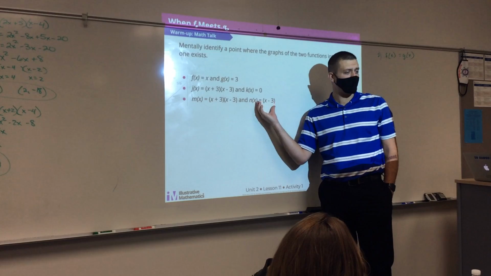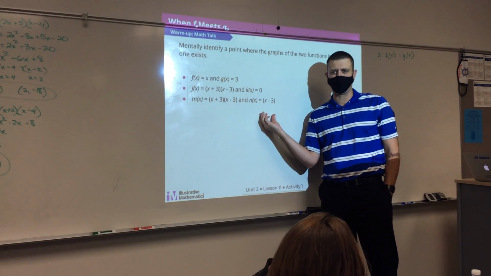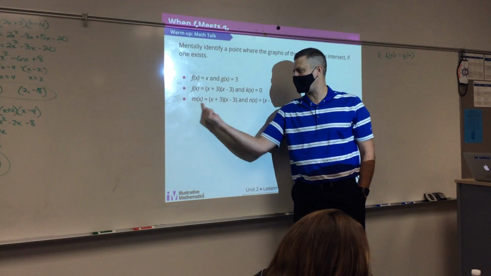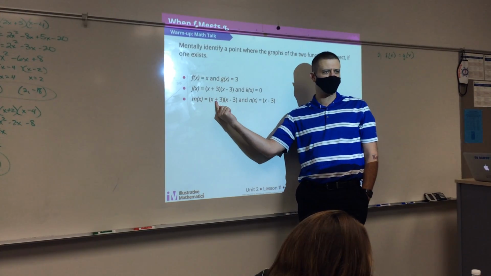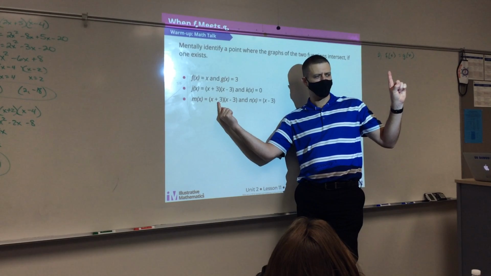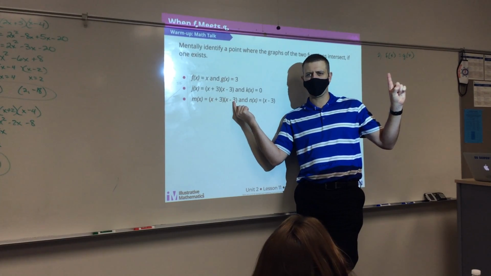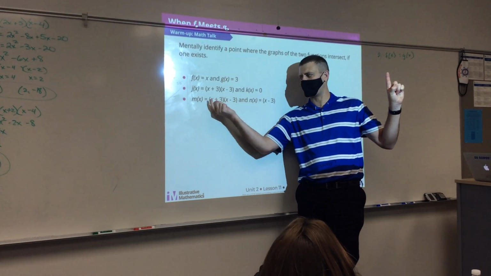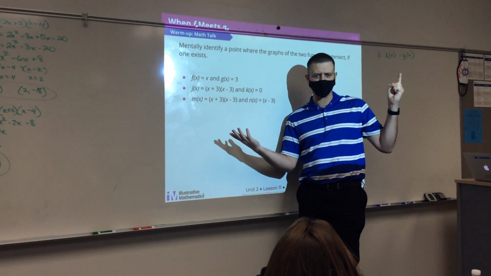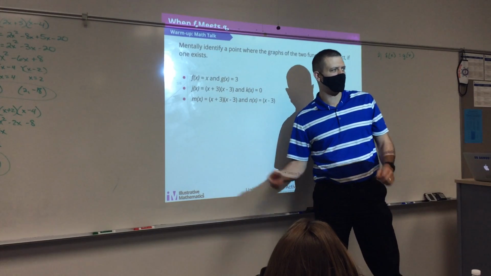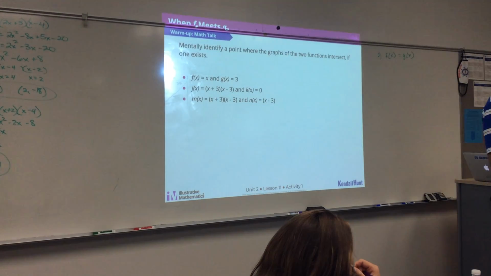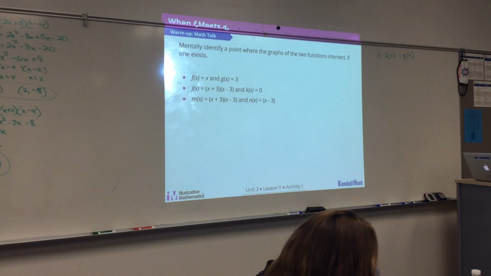What's -2 subtract 3? -5. So this graph passes through the coordinate -2, -5. This graph will also pass through the coordinate -2, -5. Because what's -2 plus 3? 1. What's -2 minus 3? -5. What's 1 times -5? Still -5. So -2, -5 would be another place where those two graphs intersect.